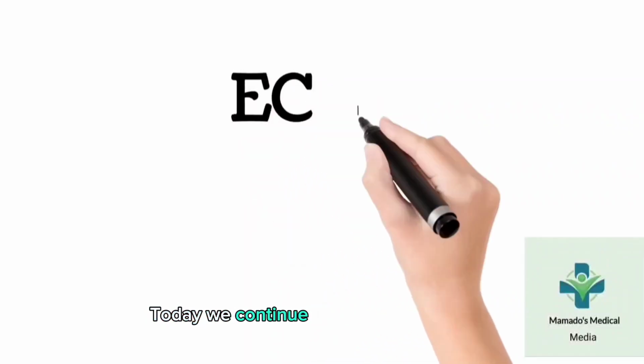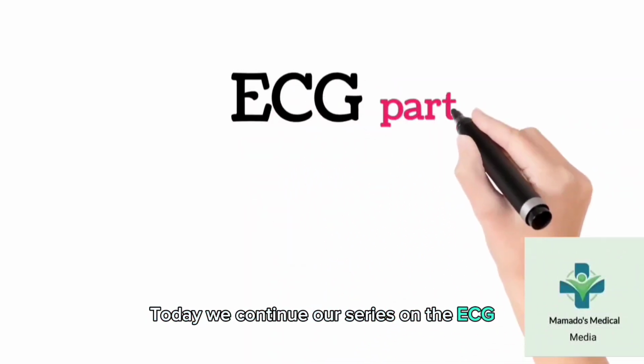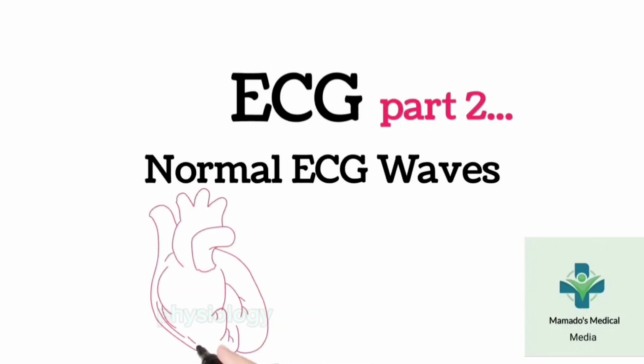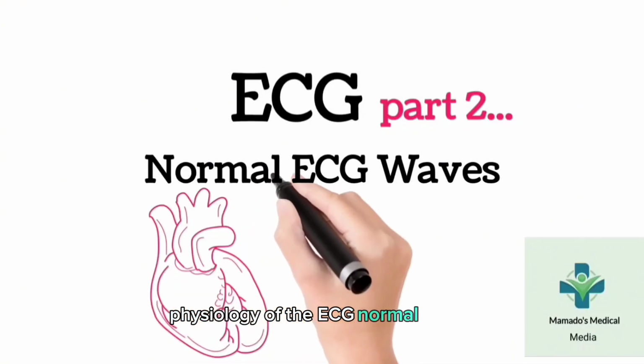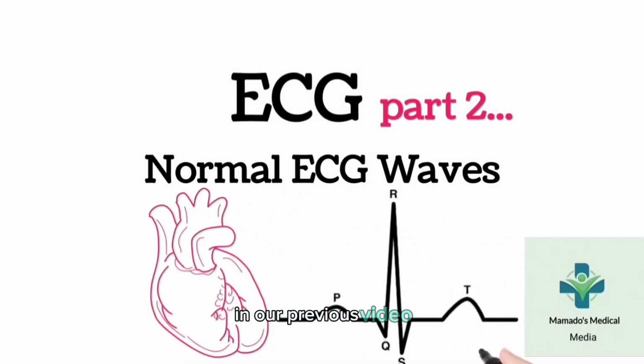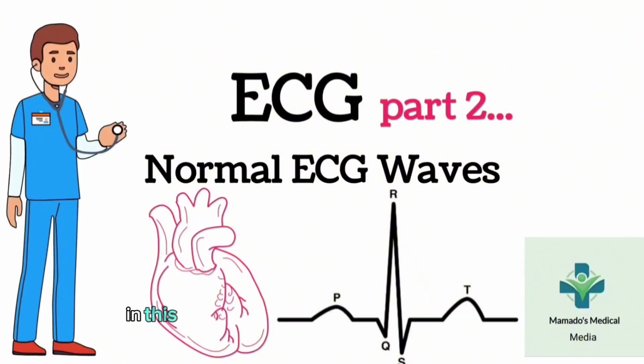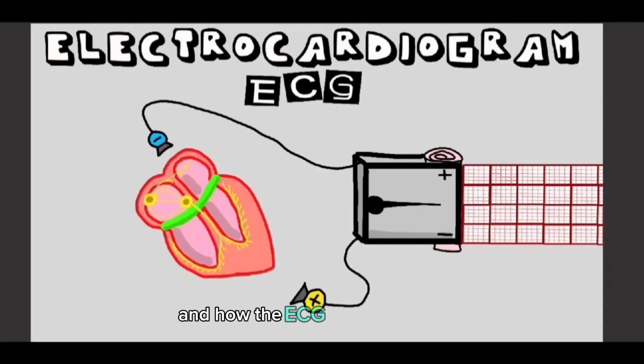Today we continue our series on the ECG. This video is so important because we're gonna discuss the basic physiology of the ECG normal waves. In our previous video, we discussed the way that the ECG machine works. In this video, we're gonna look into the changes in electrical activity of the heart and how the ECG machine reads it.